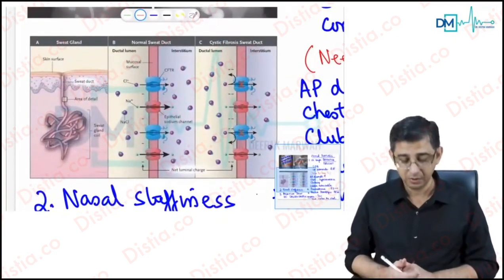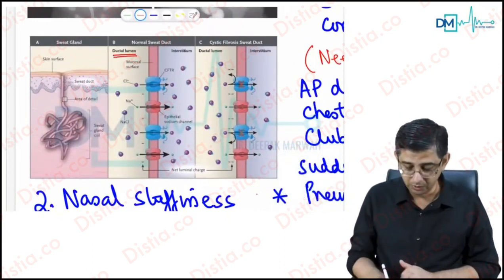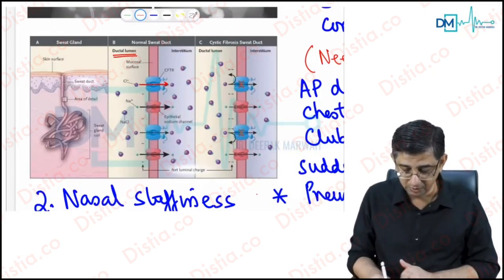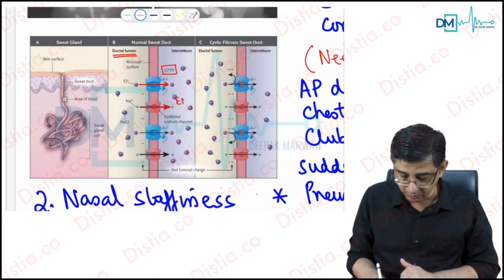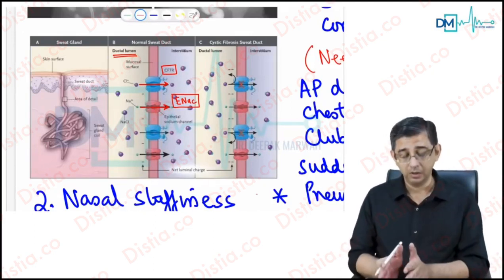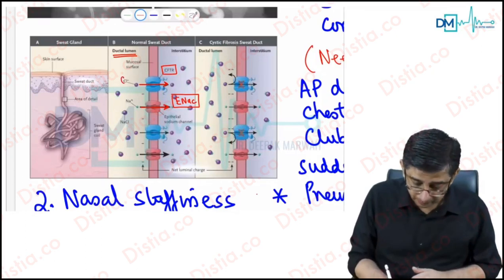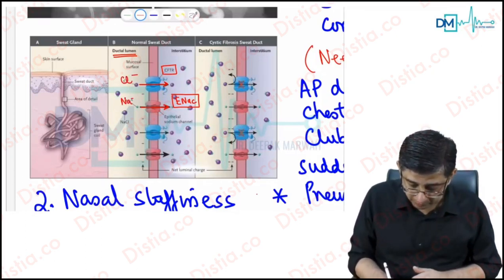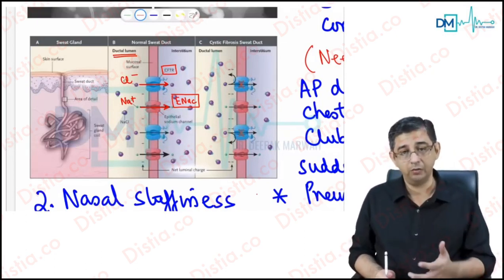In a normal person, what happens is that the chloride is reabsorbed via CFTR. We have an ENaC, the epithelial sodium channel. So you can see the CFTR, and here the ENaC, that is the epithelial sodium channel. Remember, I have taught you the epithelial sodium channel even in the kidney. So CFTR and the ENaC are present in the sweat glands also, and they actively take back the chloride and they actively take back the sodium, so that our sweat contains a very limited amount of sodium chloride and water.